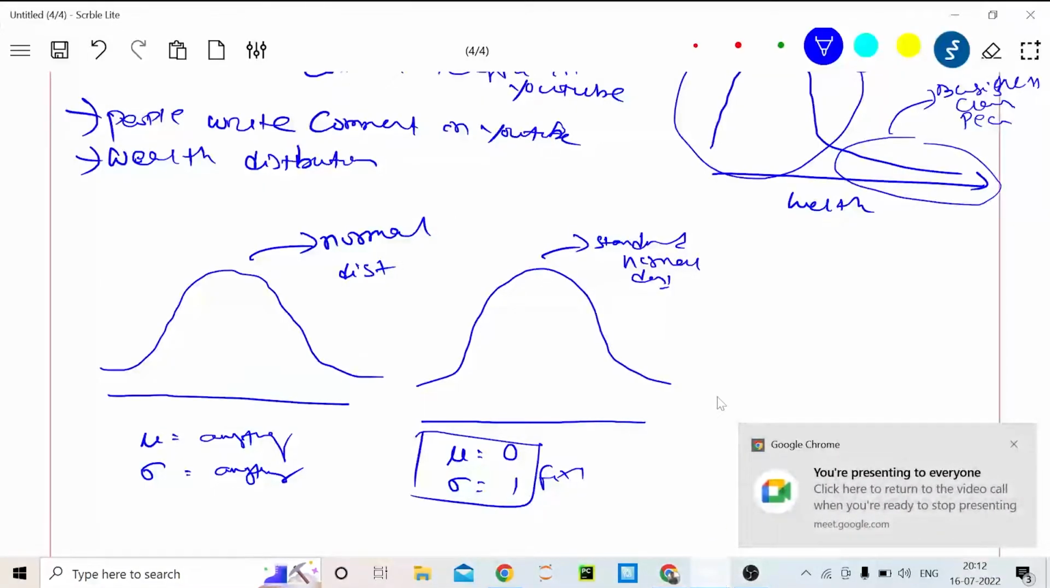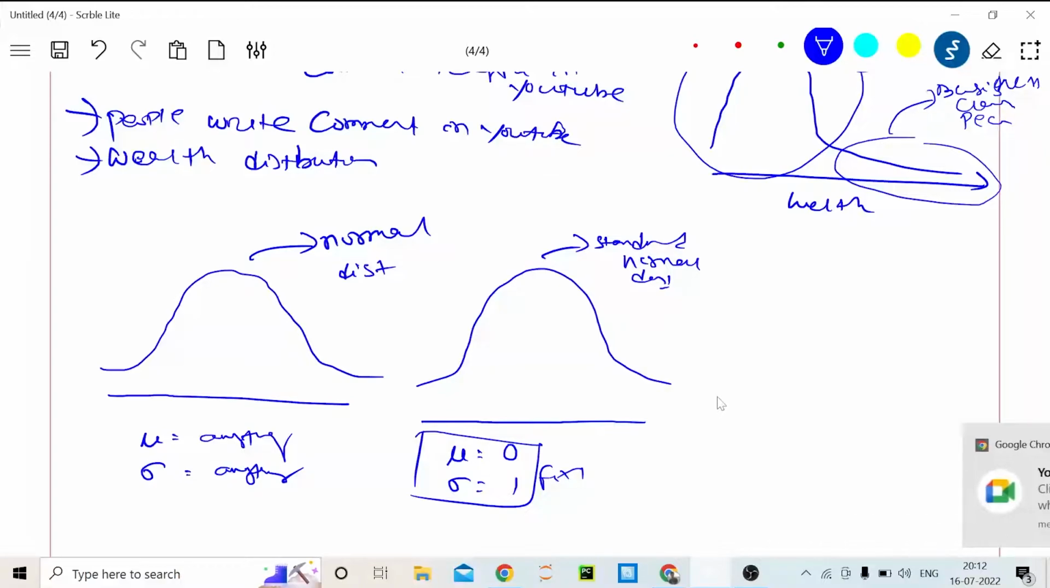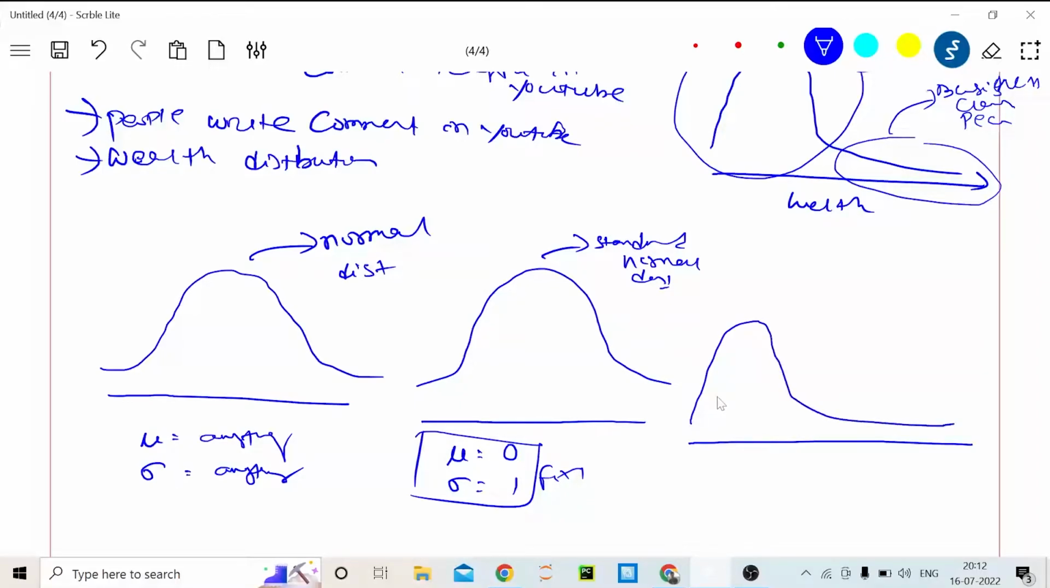After that I will tell you one more thing. This is called the normal distribution where mu may be anything or standard deviation may be anything. After that there is the standard normal distribution, where mu is 0 and standard deviation is 1. After that there is another distribution, called the log normal distribution. In this case most of the data is towards the left side, and as we go towards the right side the data decreases. I gave you 2 or 3 examples, like people writing comments in YouTube or wealth distribution, which fall under log normal distribution.